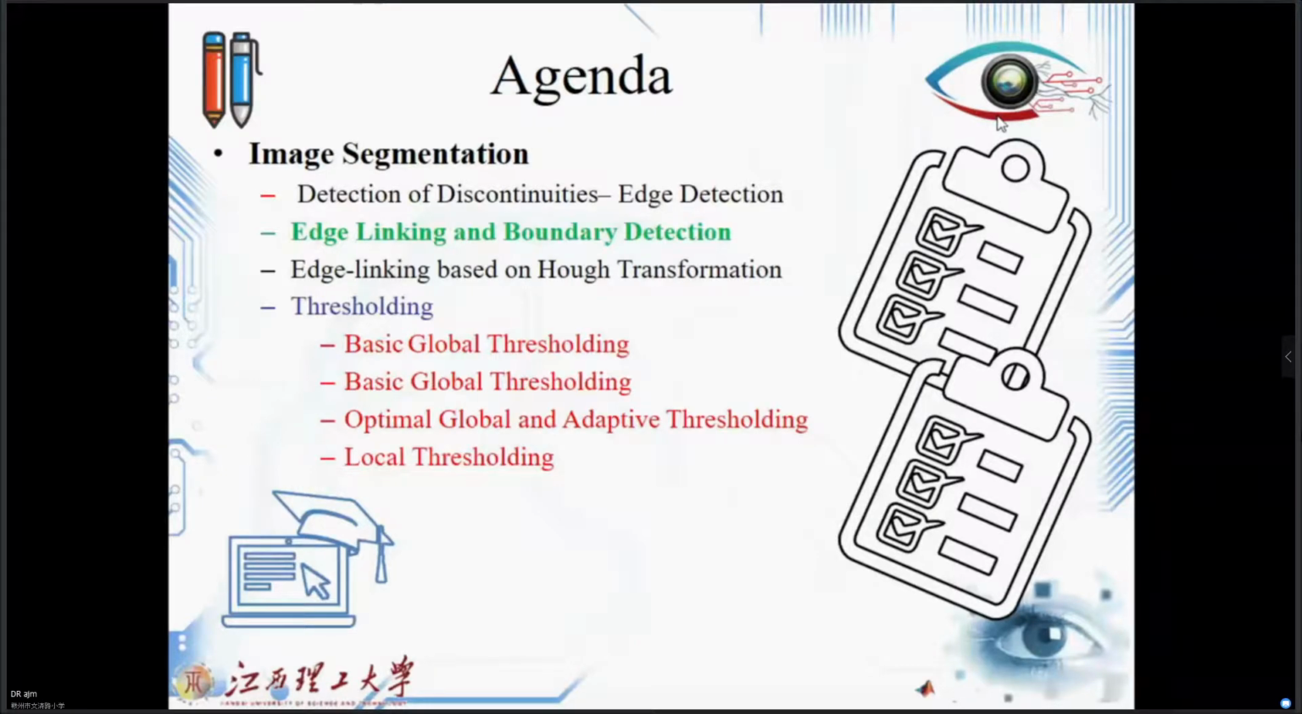transformation. And in the second lecture of today, we will talk about thresholding: the basic global thresholding, optimal global and adaptive thresholding, and local thresholding. These are the concepts that today we will cover.